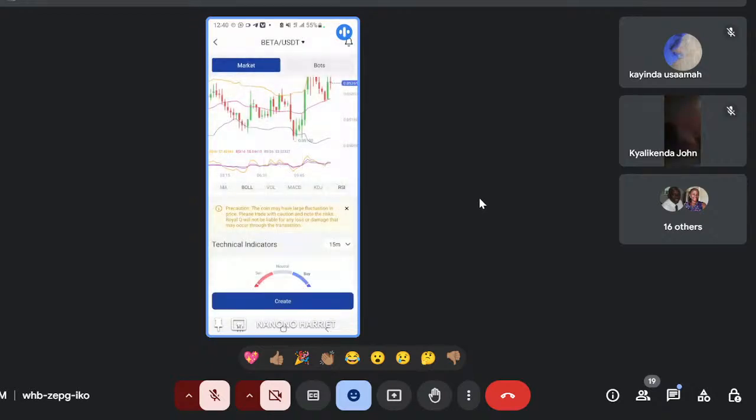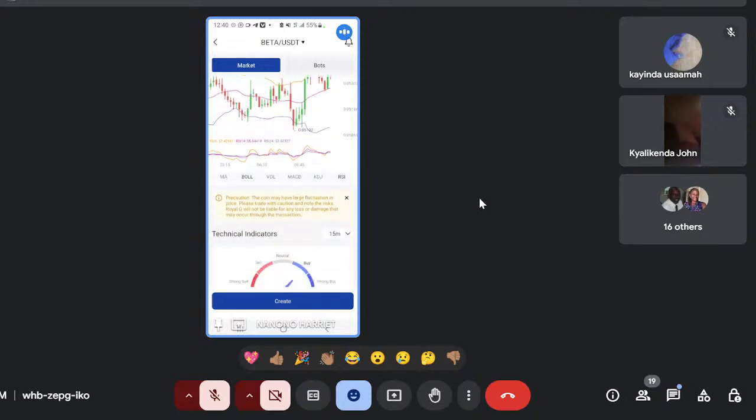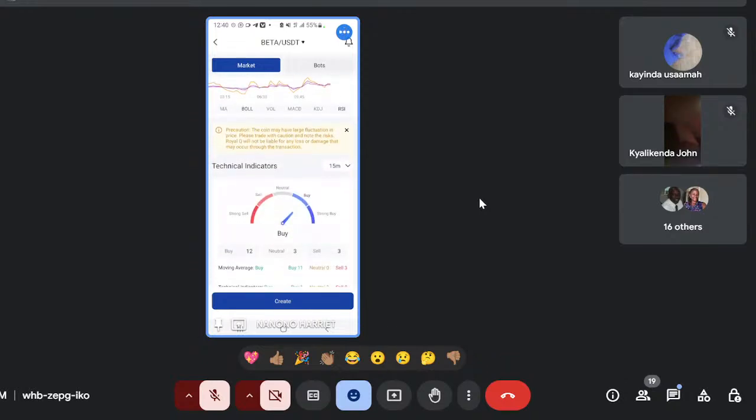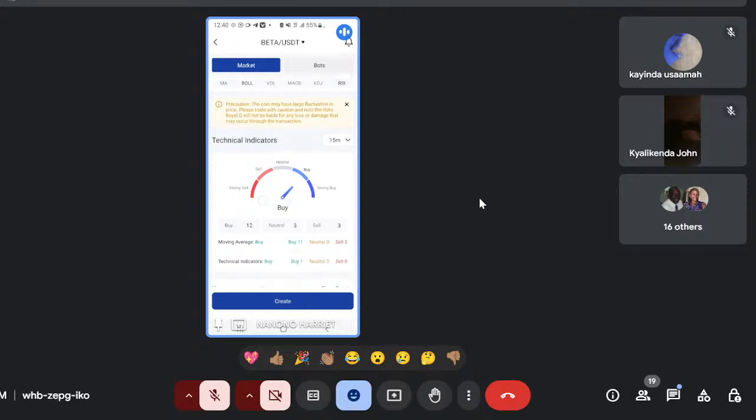The chart must be in 15 minutes, so that you can use this meter. When this meter is saying strong buy, at first it was a strong buy, now it is saying buy. Before you know it, it will go to neutral. We are using the 15 minutes.